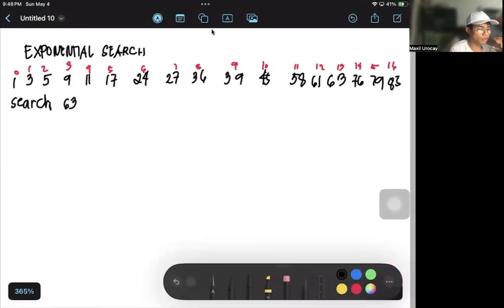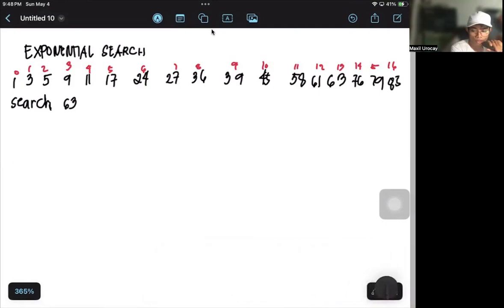Now, in this case, you'll begin to search 63. Now, in your first step, as you will begin to deal with this one, you have to search in your step one.